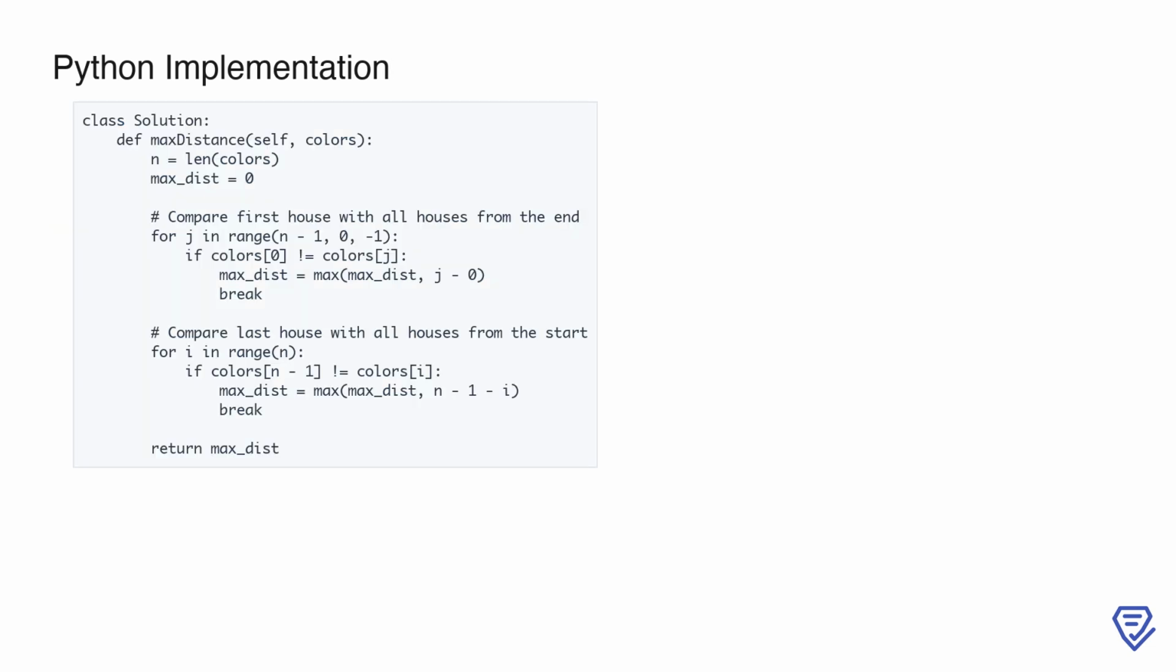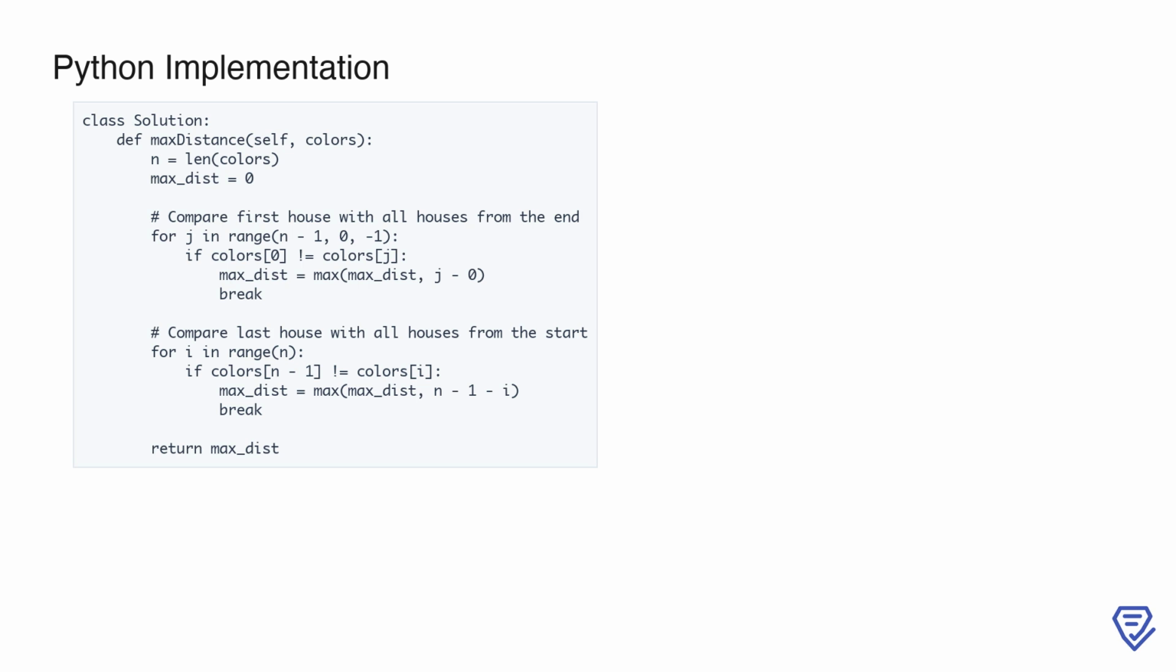This solution finds the maximum distance between two houses with different colors in the most efficient way. The key insight is that the maximum distance will always involve one house at either the start or the end of the array, since the farthest houses produce the largest distance. Let's break down the code. 1. Initialization. We start by determining the length of the input array colors and initializing max_dist to 0. This variable will hold the maximum distance we calculate.